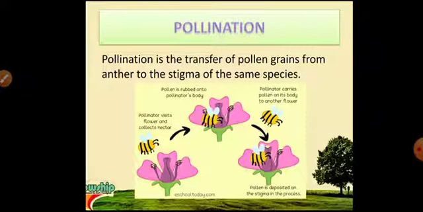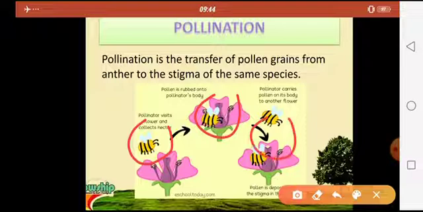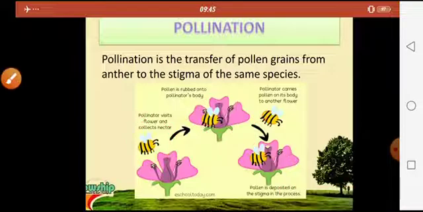The process starts from the pollinators. Here the pollinator is a bee. The pollinator visits the flower and collects nectar. When the bee collects nectar, the pollen is rubbed onto the pollinator's body. And then the pollinator carries the pollen on its body to another flower. So when the bee goes to another flower, the pollen will be transferred to the stigma of the new flower. So there, the pollination has taken place.